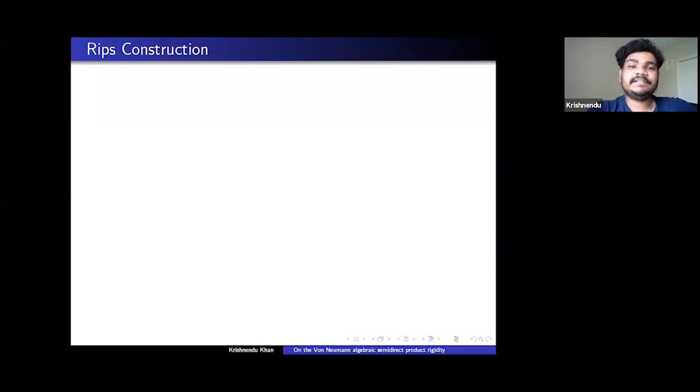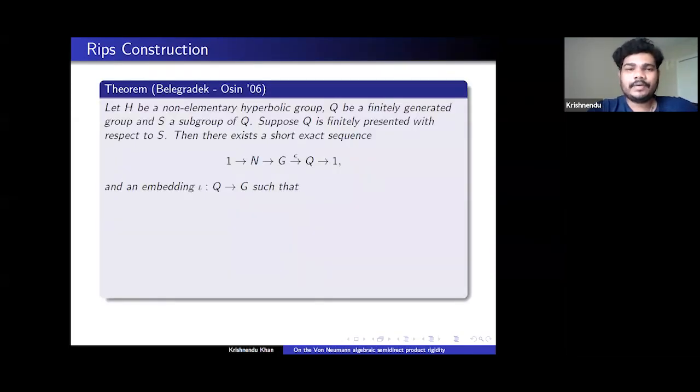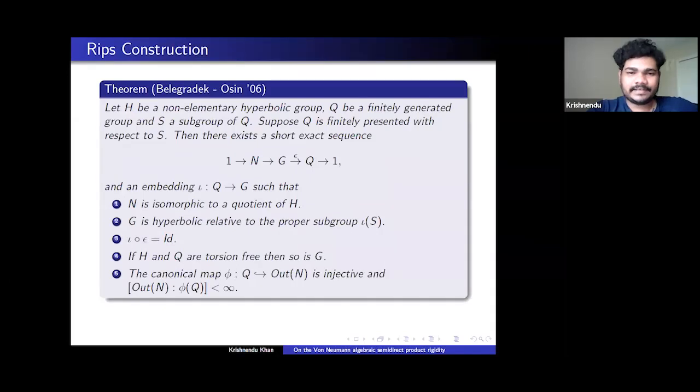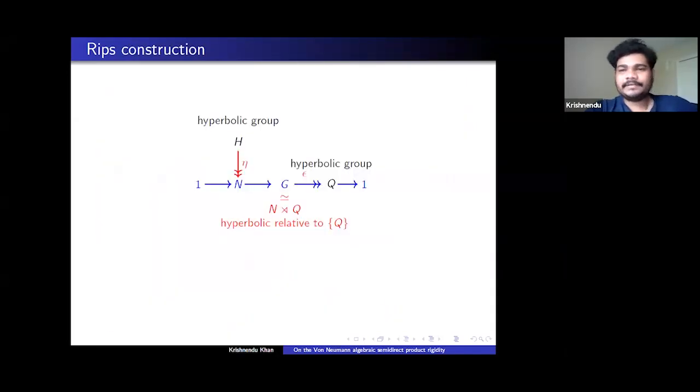And the Rips construction, I think Cyan actually explained this quite a bit. So what I'll do, I'll just explain it pictorially here. So here, Q is your arbitrary finitely generated group. For simplicity, you can assume Q to be hyperbolic. And you have H, those two groups in this black color. Those are your input. And then everything else exists. That's what this construction says. That then there exists a short exact sequence where you know that N is a quotient of H, and the short exact sequence splits. And it is hyperbolic relative to Q.